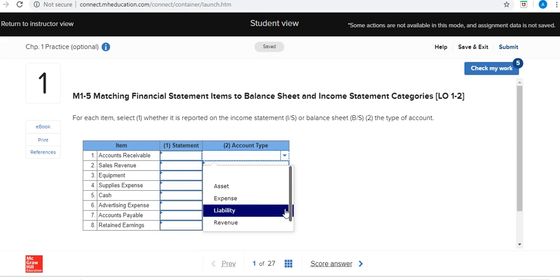Our liabilities are debts of the business, amounts owed by the company to its creditors. These are often identified by the word payable. So when you see the word payable, it's most likely a liability.